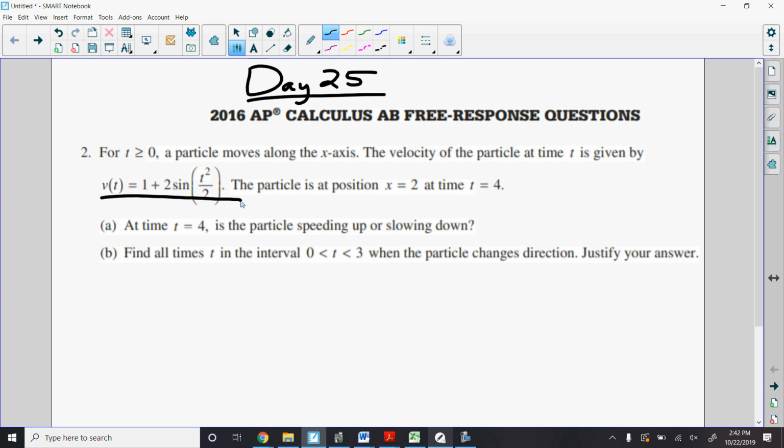So right away, I need to figure out v of 4 and a of 4. And what I'm looking for here specifically are the signs of these. So I need to know the sign of velocity at time t equals 4, and I need to know the sign of acceleration at t equals 4. Right? If the signs are the same, then the object is speeding up. If the signs are different, then it's slowing down.